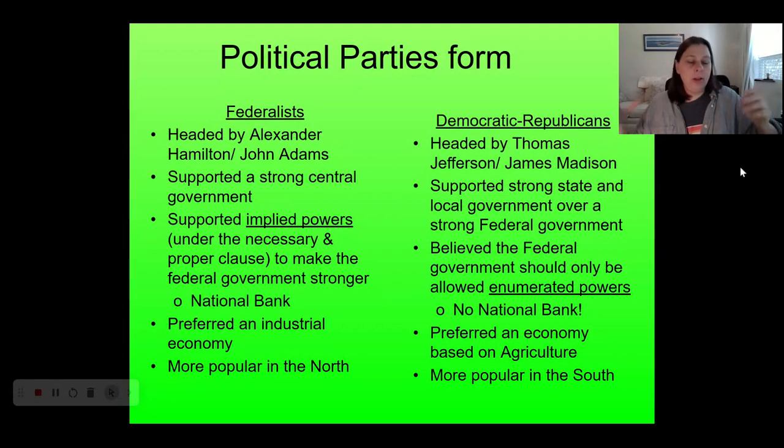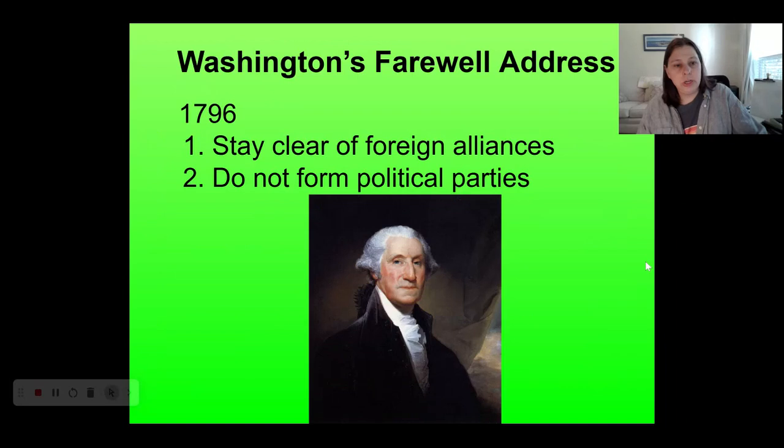So this is all sort of going on, this big turmoil during Washington's first and second term. At the end of Washington's second term, he does something unprecedented since he's the first president. He decides to step down and not to run for re-election, which he probably would have won again. He was still quite popular. He gives his very famous farewell address where he makes two big points.